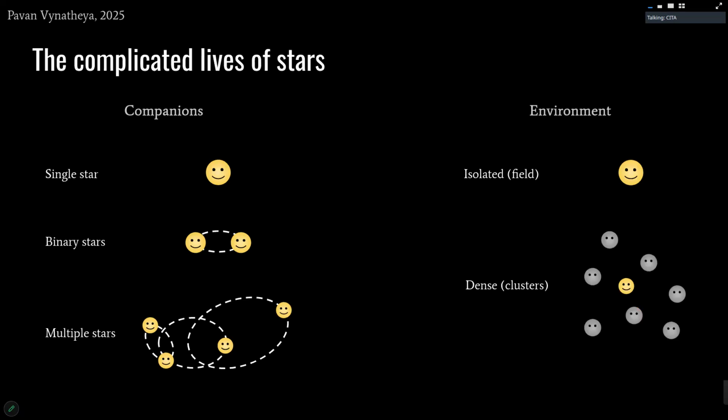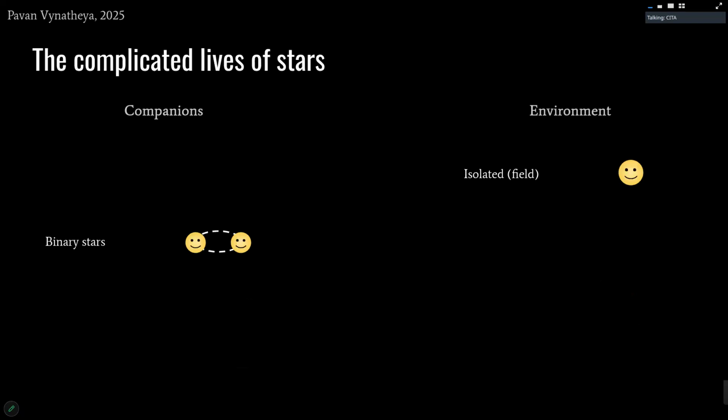Or you could have in between, or stars which grew up in clusters or living in clusters, where perturbations from other stars in their environment can affect how they live. And depending on where each star resides and how many companions they have, you can have many astrophysical phenomena. Binary stars are required for kilonovae, gravitational waves, and many more events which we are excited about in these recent years.